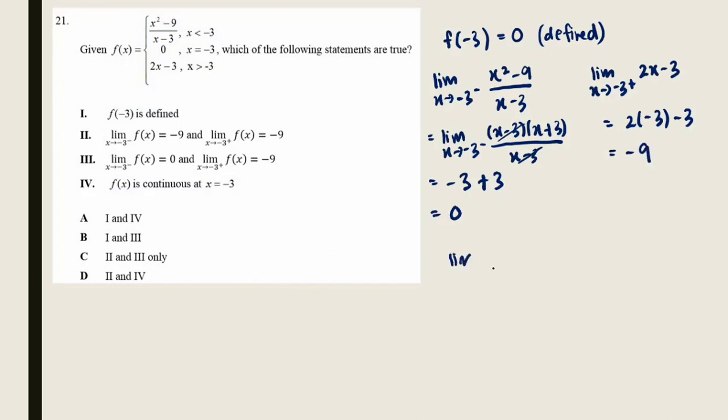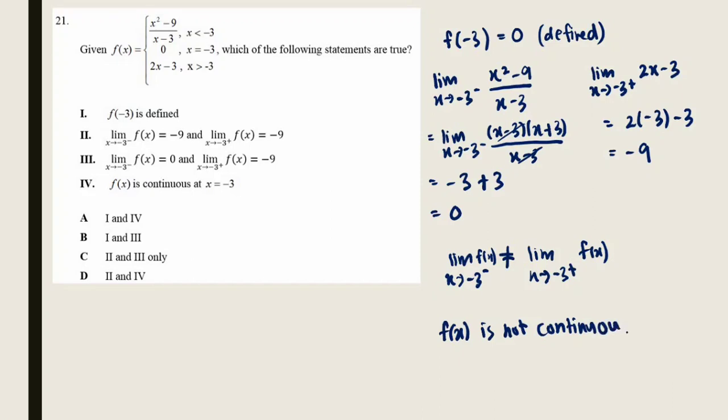So to check, because the last statement is about continuity, if we check here, approaching -3 from the left, the value of the limit of f(x) as x approaches -3 from the right is not equal. Since it is not equal, therefore f(x) is not continuous. So we understand that it is not continuous.